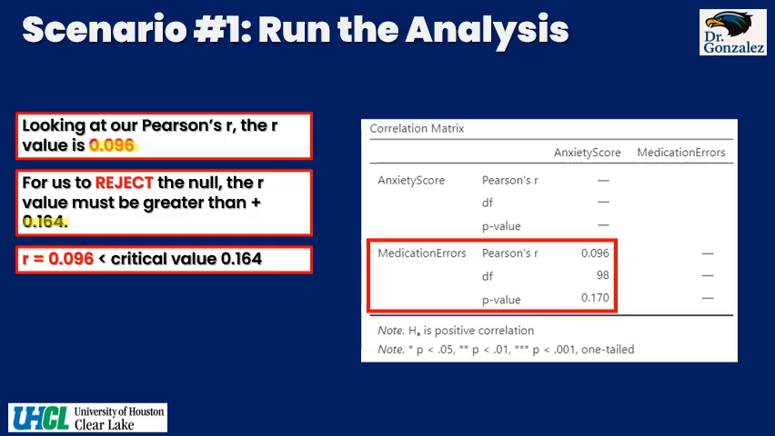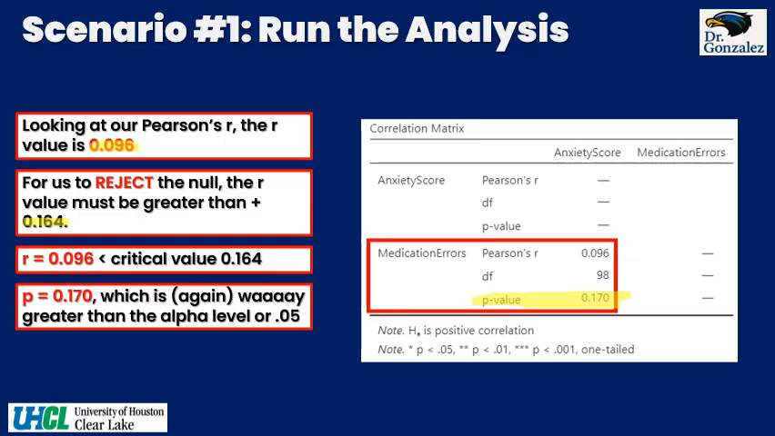But remember, in Jamovi, we're going to be concerned with this p-value right here. I have a p-value of 0.170. I need that p-value to be less than 0.05. It is not. My p-value is 0.170, which is again way greater than the alpha level of 0.05. So what do we do? Retain the null. The null is true. The null says there's no relationship, there's no correlation. I am saying that's true. I'm affirming it.